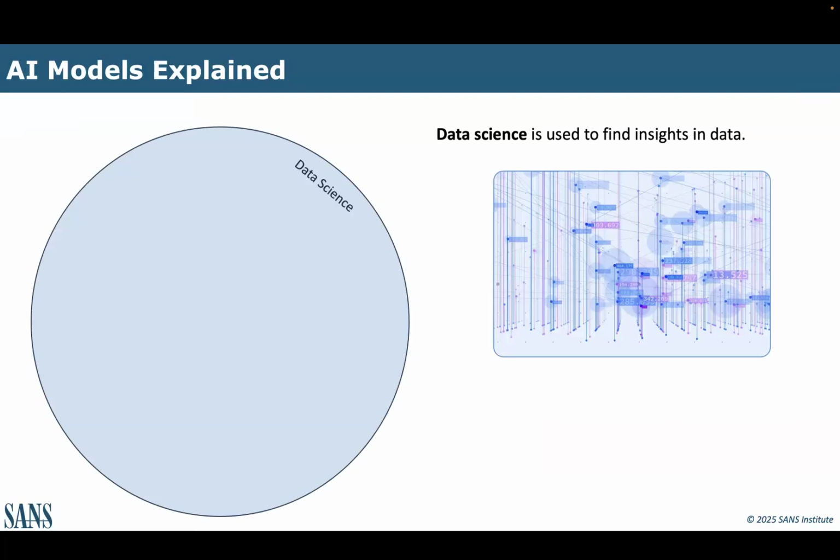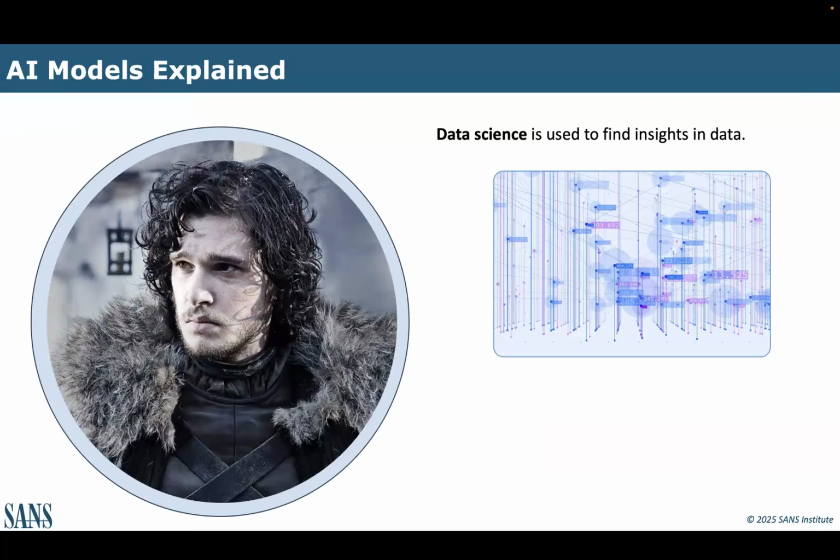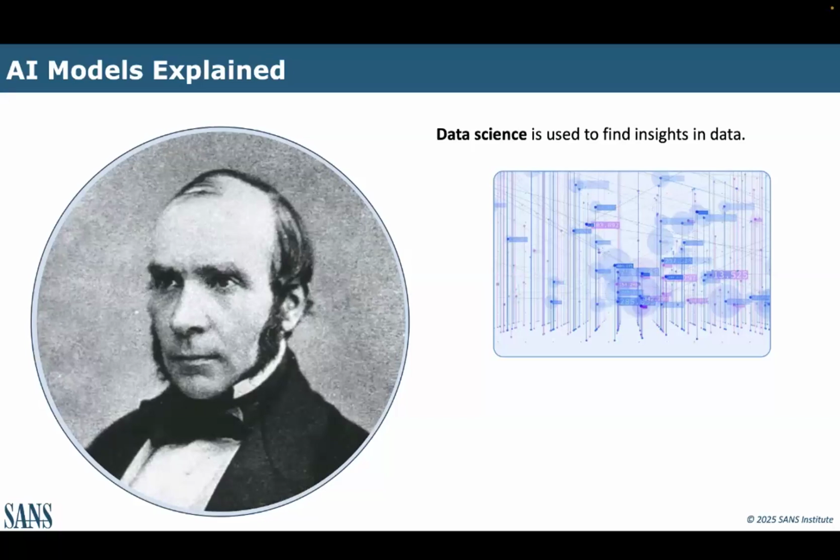Data science is not a new thing. Data science has been around for a long, long, long time. A good example of what I mean by data science is in 1853, a guy by the name of John Snow sorted out the phenomena of cholera, which was killing lots of people in London, by using data science.